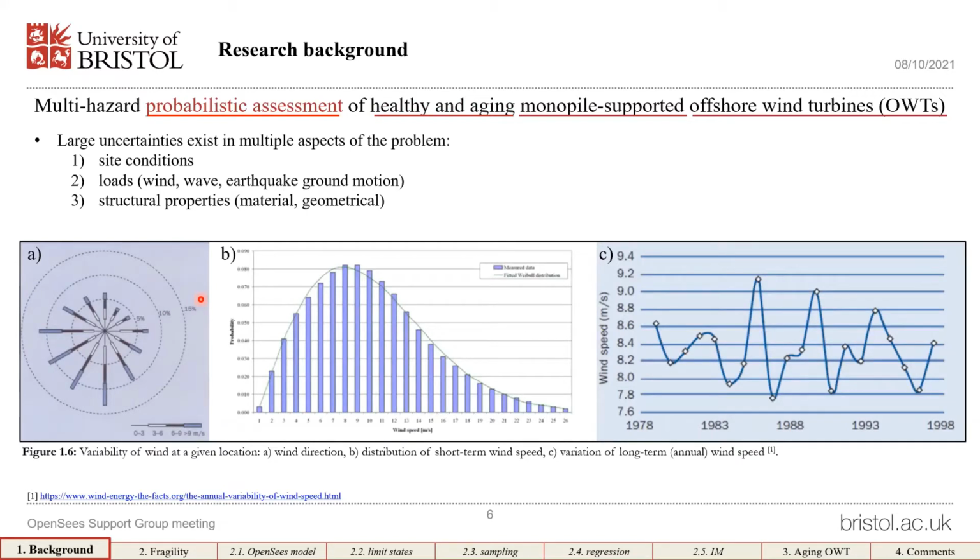Naturally, large uncertainties exist in multiple aspects of this problem, including site conditions, multiple loads, and structural properties. Taking wind load, for example, these figures show several different levels of uncertainty associated with wind. Here is the variability of wind directions. Here is the variability of the average wind speed at a given site. And there is also the variation of the annual mean wind speed, which is different over different years.